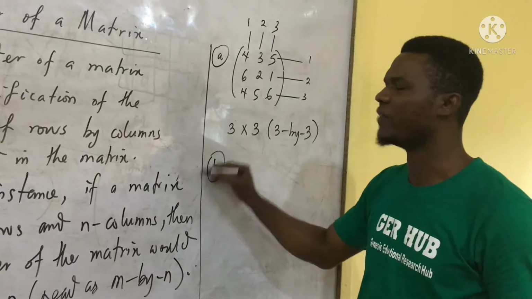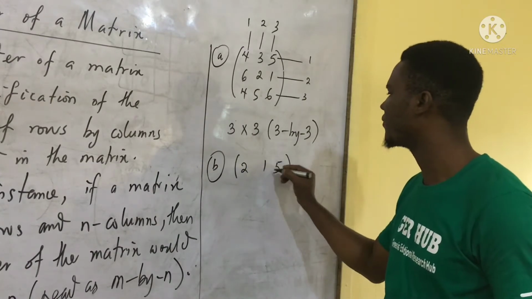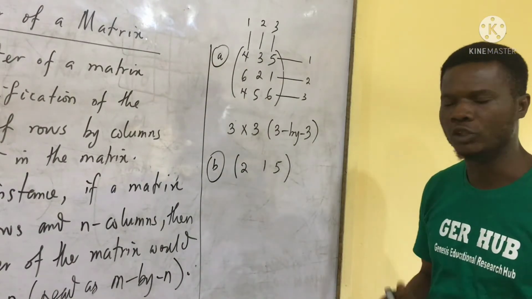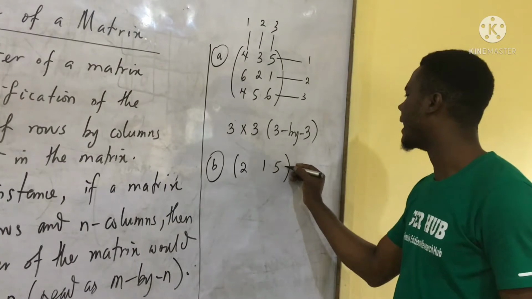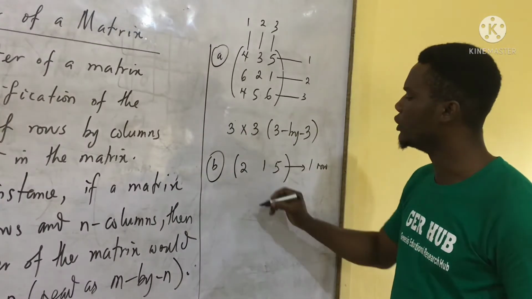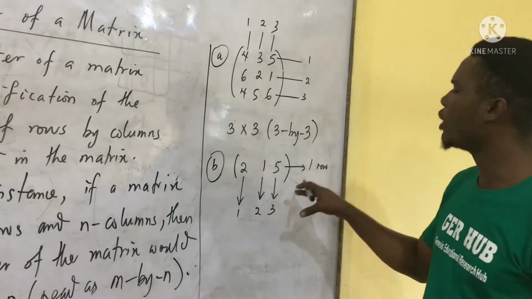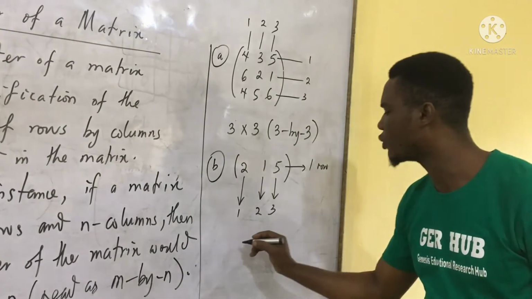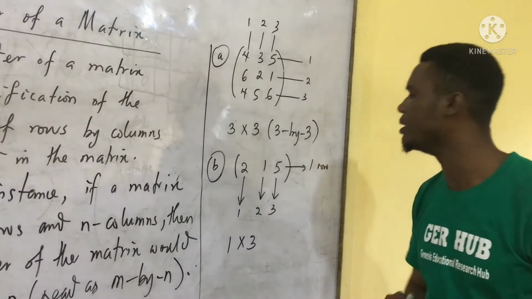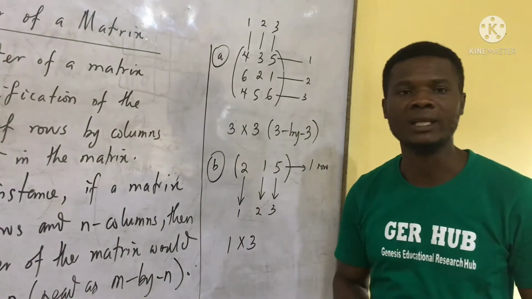Now, what if, again, we were given a matrix like this to tell the order? 2, 1, 5. The order of this matrix can also be obtained by telling the number of rows by column. Looking at this matrix, you would notice it has only one row, which is row 1. But looking at it again, you will notice it has 1, 2, and 3 columns. So if you want to specify the order of this matrix, you would write 1 being the number of rows by 3 being the number of columns. So this matrix 2, 5, 1 will be called a 1 by 3 matrix.